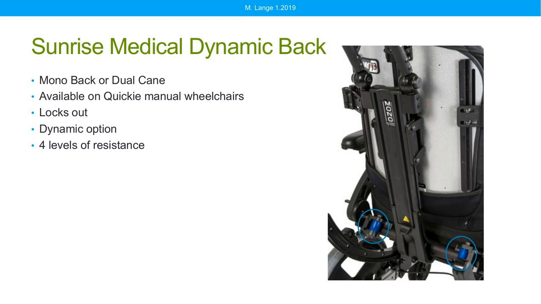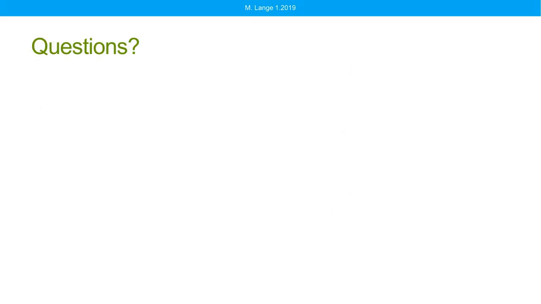Another dynamic back option is from Sunrise Medical, and it's available on their Quickie manual wheelchairs, at least some of the Quickie chairs. It also has little elastomers here. They do tend to sit rather low, and so there's a little more shear force involved when the client moves, and it's easier for the client to lose the position of the pelvis. And they provide 4 different levels of resistance.